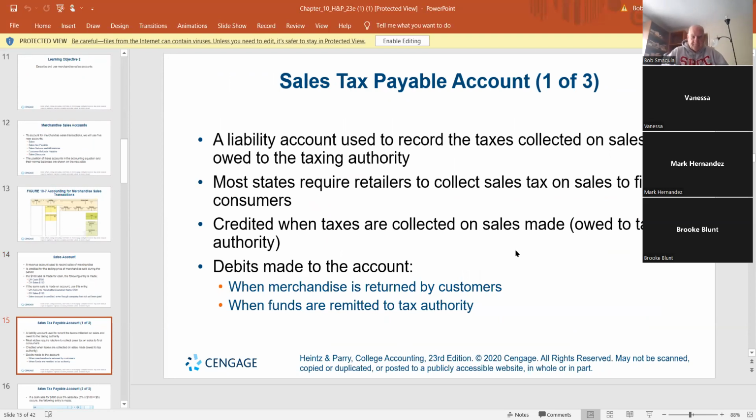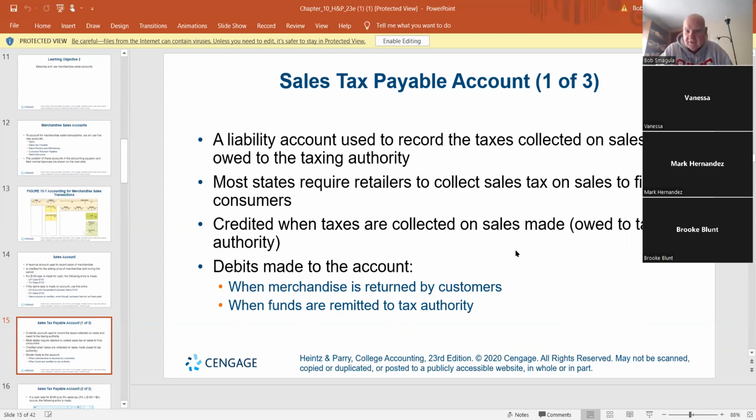Sales tax payable. This is a liability account, okay? This is not the company's money. This is a part of the payment we received from a customer. It's a liability account used to record the taxes collected on sales and owed to the taxing authority. We, as the seller, have a duty to turn this customer money over to the state at the appropriate time. In California, it was the famous DE3 form, I believe, where you would gather up your sales tax information and send the appropriate check to the state.